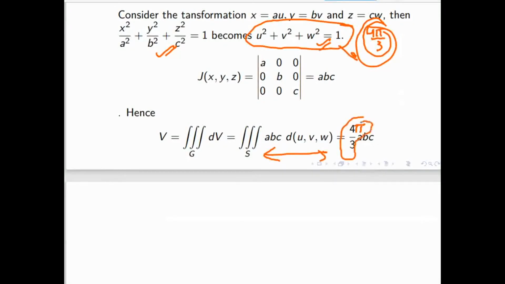Can you explain the last step? Up to this equality is okay. This is the Jacobian. That step. This dV means dx dy dz, because this is the volume in the xyz plane. By using this transformation, it will be the Jacobian times du dv dw.